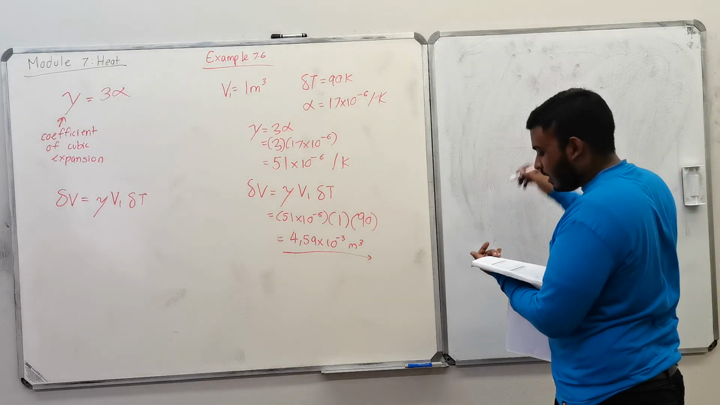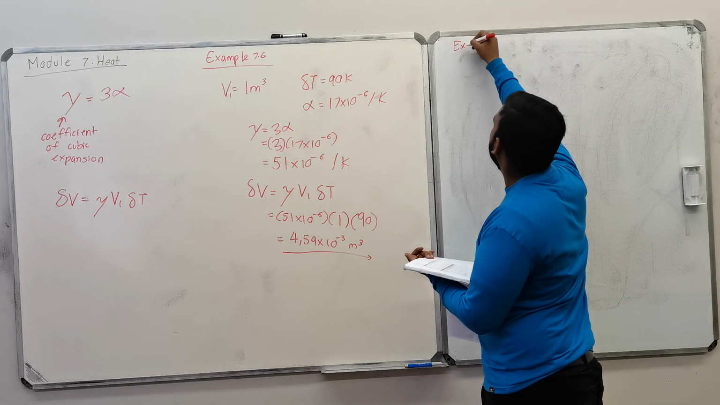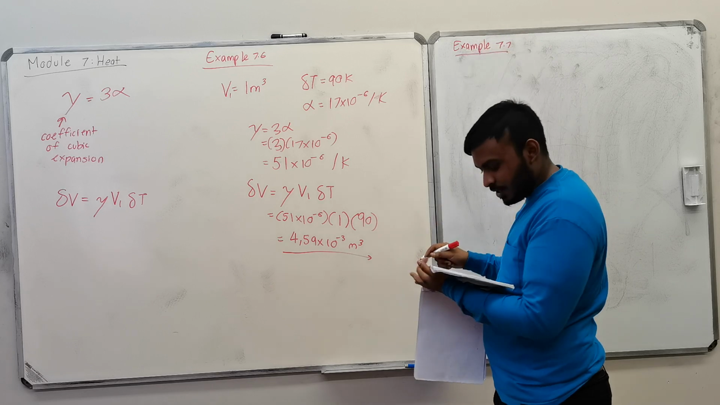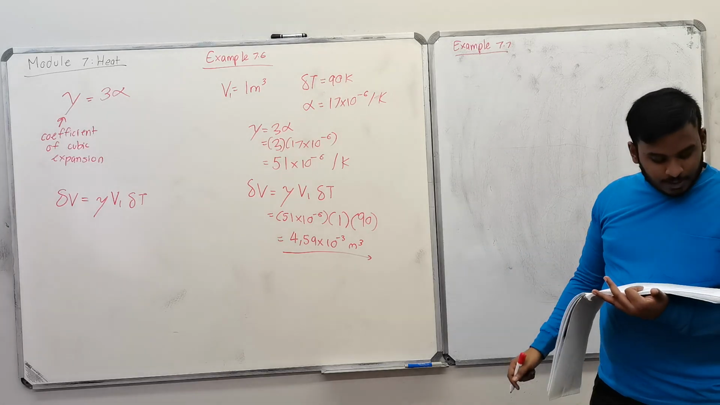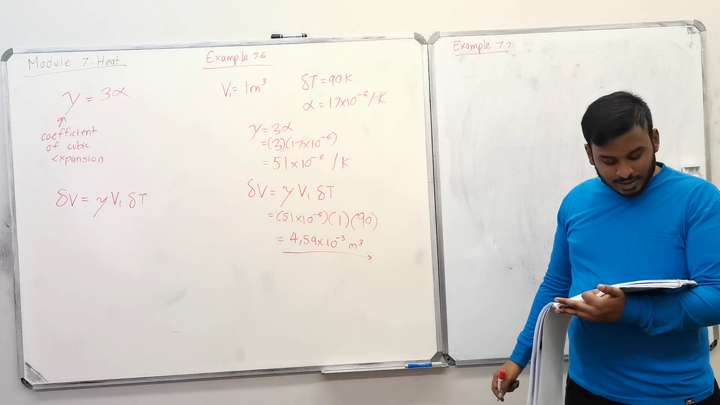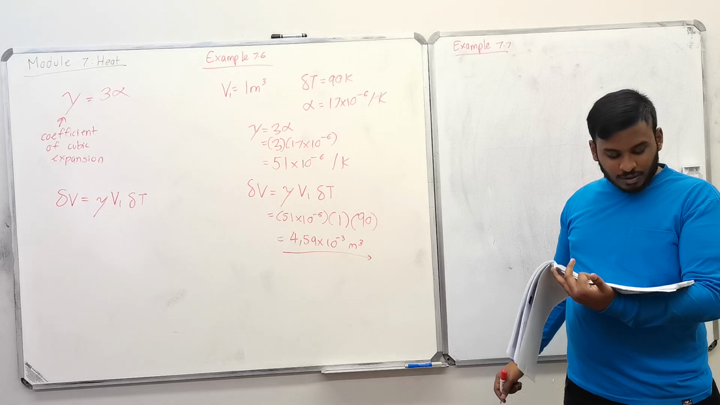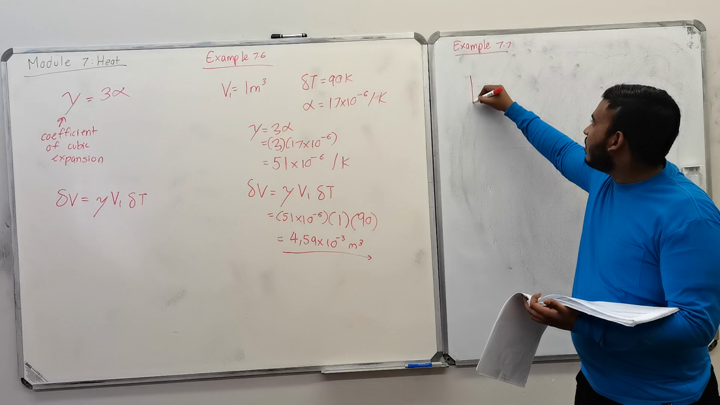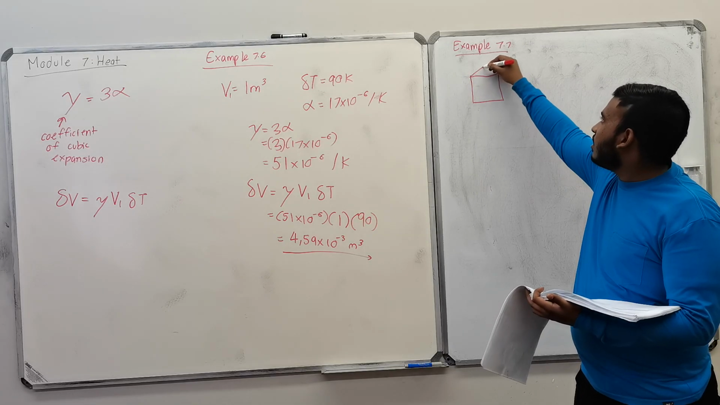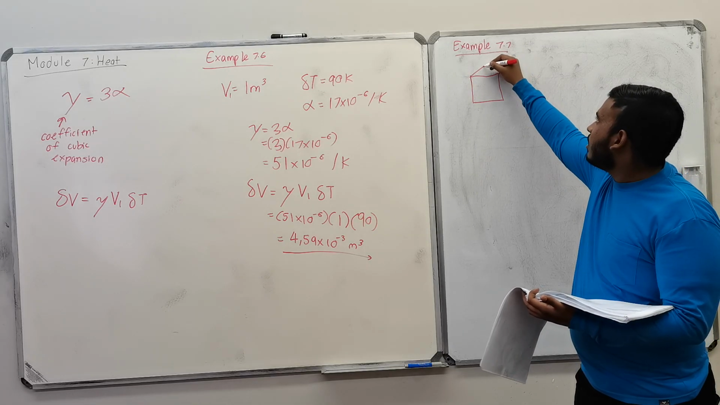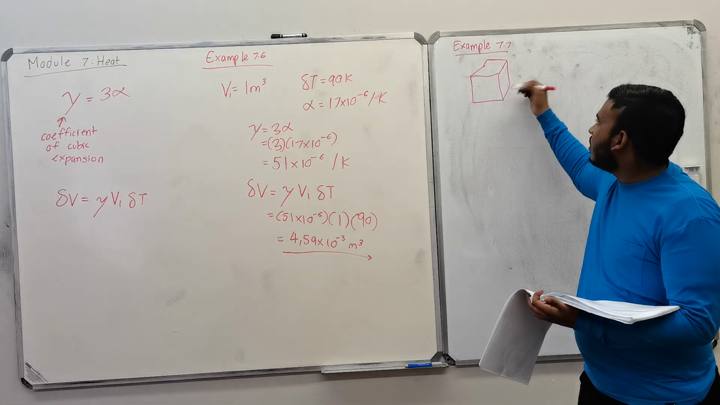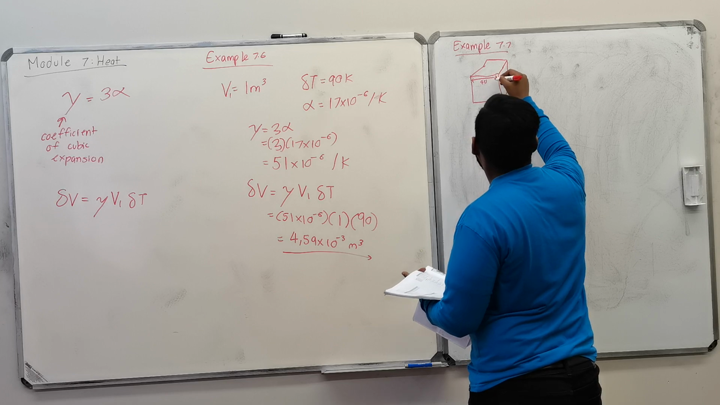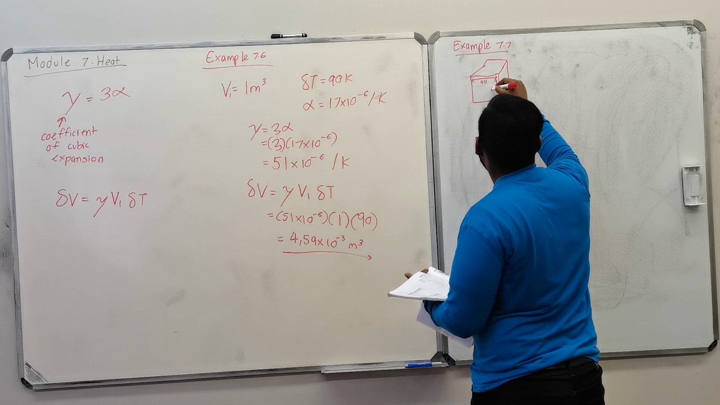Back. Example 7.7. So example 7.7 reads that a cast iron block in the form of a right rectangular prism has dimensions of 40 by 50 by 60. Okay? So it looks something like that, right? So, 40 by 50.